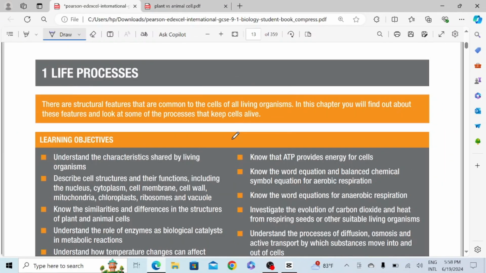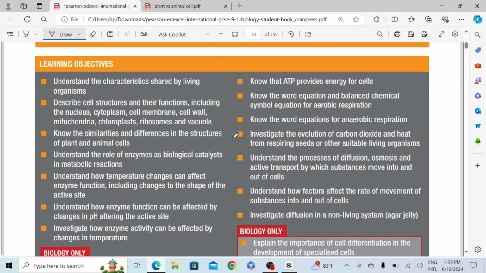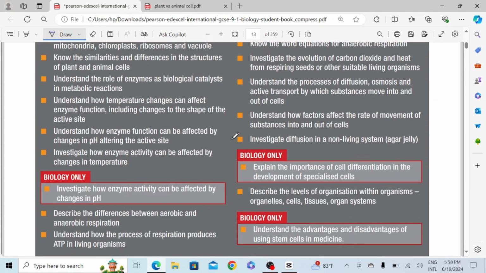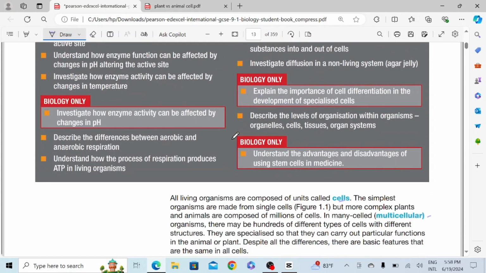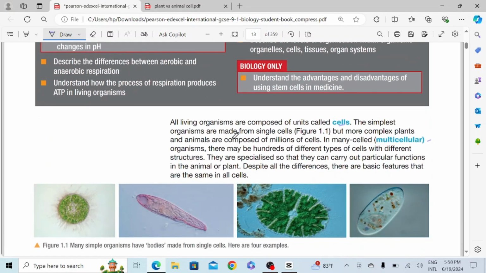Hello everyone. So in today's video, I'm starting off with explaining concepts from O-level biology, like the Edexcel curriculum. I'm starting off with life processes, which is unit 1, and it consists of the basics of O-level biology truly. It covers cells, the basic functions of organisms, and plant cells and animal cells.